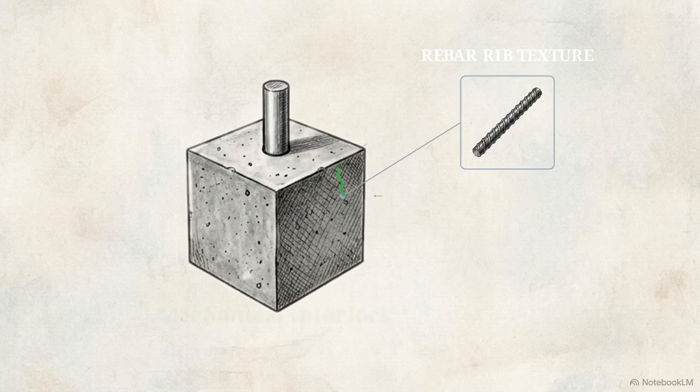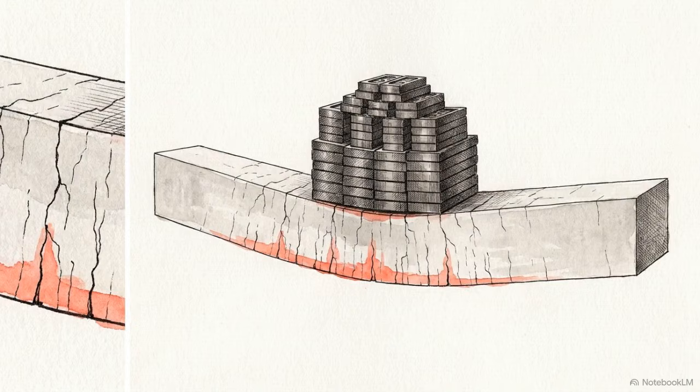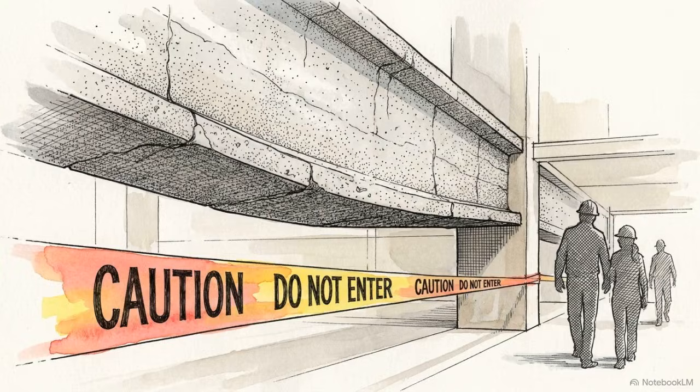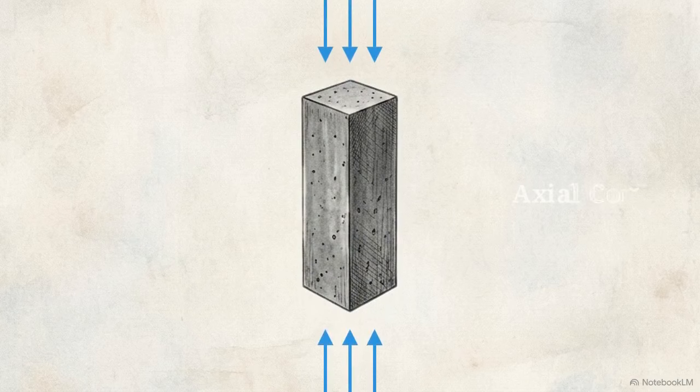Exceeding this limit crowds the bars, destroying the vital bond strength required for the concrete and steel to act as a single unit. These minimums force the structure to bend and deform under extreme stress, providing a visible, life-saving warning before total failure. Columns, the most critical members of the structure, demand an absolute, non-negotiable minimum of 0.8% steel.